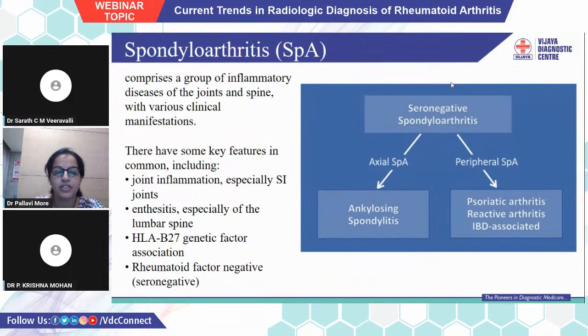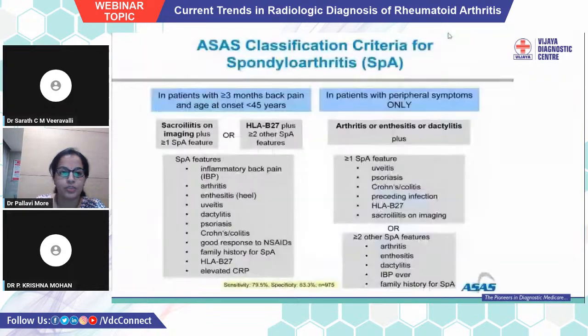spondyloarthritis is an important topic to be discussed, which comprises a group of inflammatory diseases of the joints and spine with various clinical manifestations. They have some key features in common, which include joint inflammation, especially the sacroiliac joints, enthesitis, especially in the lumbar spine, HLA-B27 genetic factor association, and seronegativity, which is rheumatoid factor negative. They are divided into two groups, which is axial spondyloarthritis and the peripheral spondyloarthritis. Axial spondyloarthritis includes ankylosing spondylitis, and the peripheral includes the psoriatic, the reactive and IBD associated spondyloarthropathies.